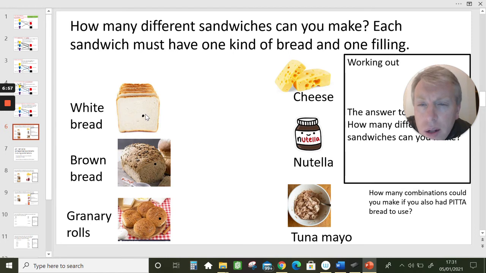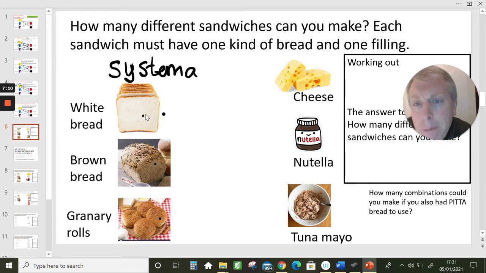Okay. Well, starting with the white bread, what was that word again? It began with an S. We want to be systematic. We want to use a system. Little step by little step, everything this time. White bread could be white bread and cheese.